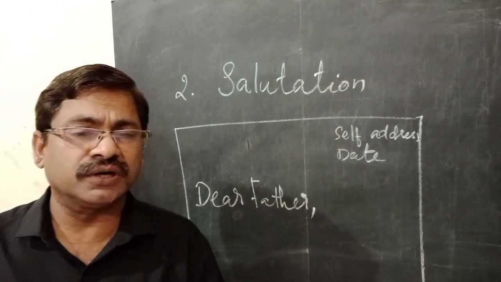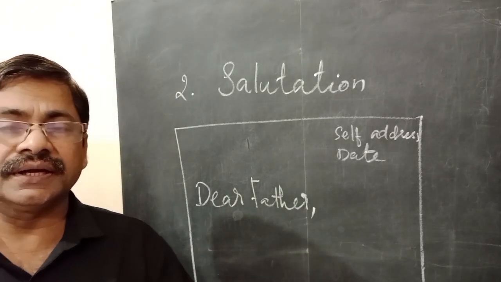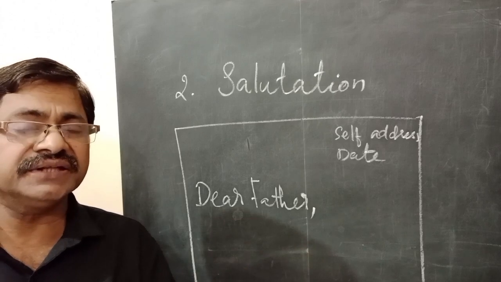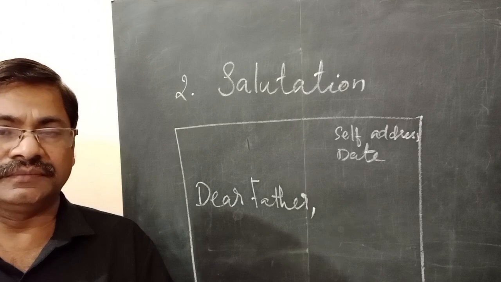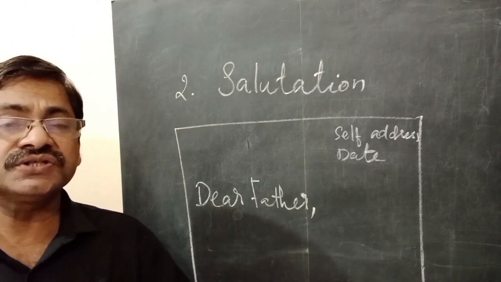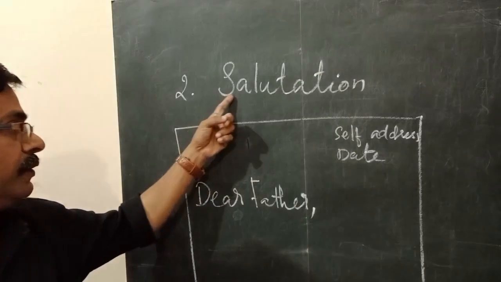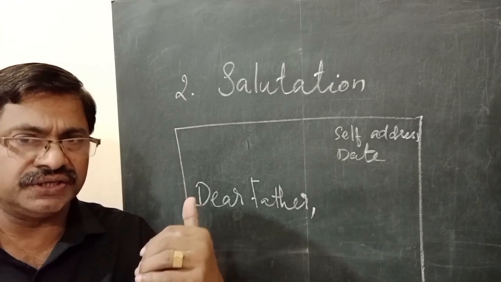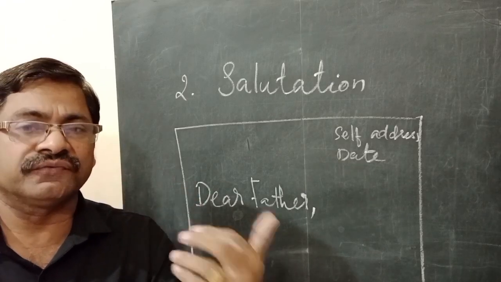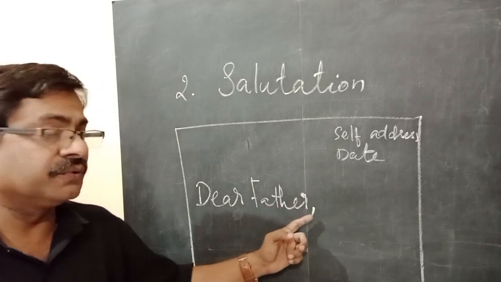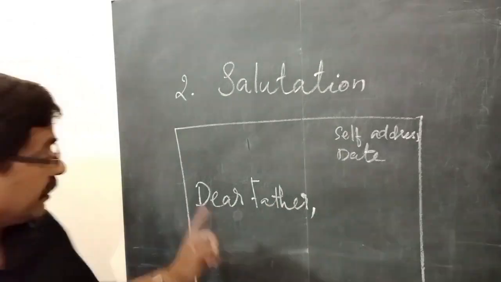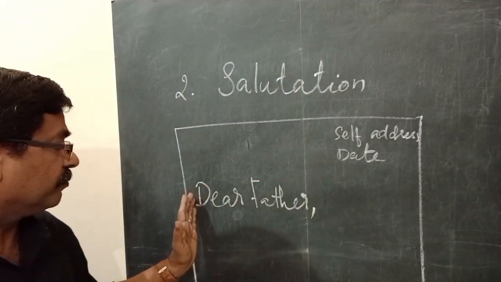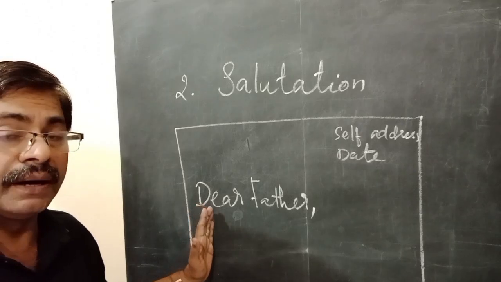If you are writing a letter to your mother, you have to write Dear Mother. D and M should be capitalized. If you are writing the letter to your brother, Dear Brother, D and B should be capitalized. In such a way, you have to write the salutation. And if you are writing the letter to your friend, you can use the name of your friend. A comma after the salutation is mandatory. Salutation should be placed just below the heading, near the margin.